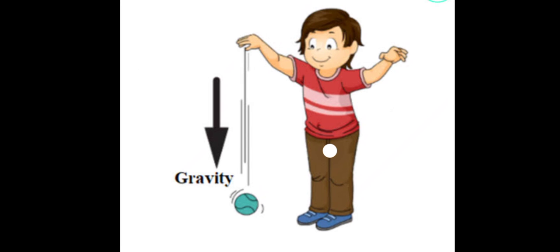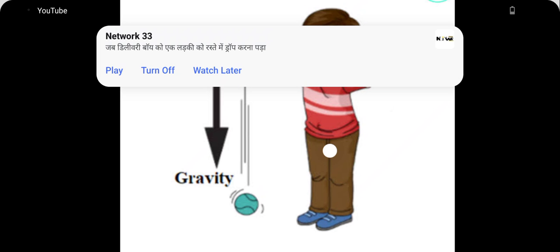Let's see another example here. You are seeing one boy, and that boy is playing with a ball. When he leaves the ball from his hand, the ball falls on the ground. Why does this happen? This is due to gravity. Why does such a condition happen, that the ball falls on the ground? This is due to gravity and the gravitational force.